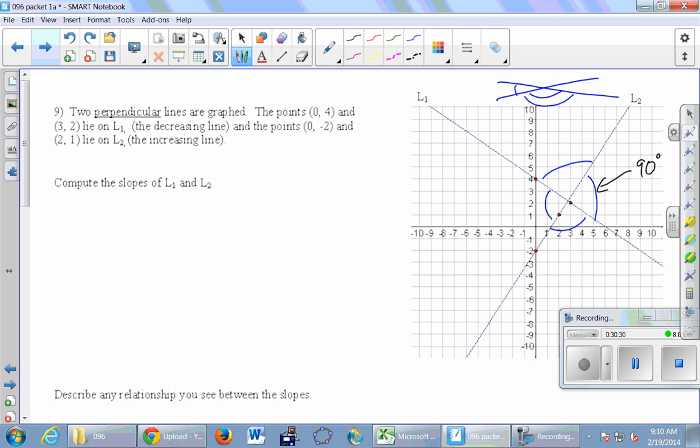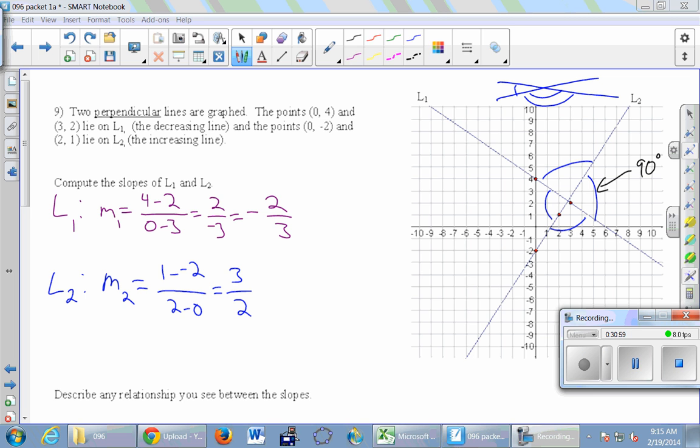Okay, so I've given you some more information here. The points (0, 4) and (3, 2) lie on L1. That's the decreasing line. (0, 4) and (3, 2) are both plotted there in red. And then I gave you a couple of points on the other line. And what I'd like you to do now is find the slopes of those two lines using the 4 points that I've given you. So go ahead and do 2 slope calculations for those two lines.